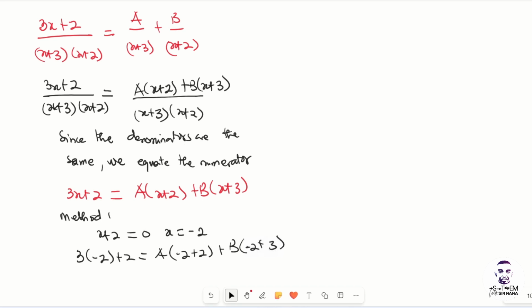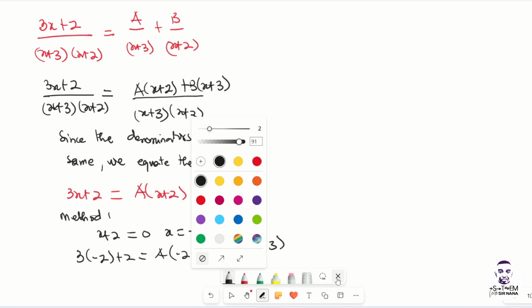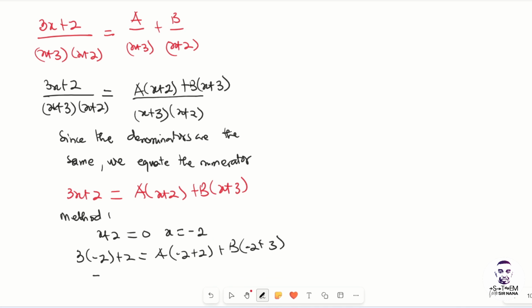So we see that the A part of the equation goes to 0. Then we are going to have 3 multiplying negative 2 to be negative 6, plus 2, is equal to, the A part goes to 0, so we have B, negative 2 plus 3 gives us B. So it means that we are going to have negative 4 is equal to B. So we get the B part of the question.